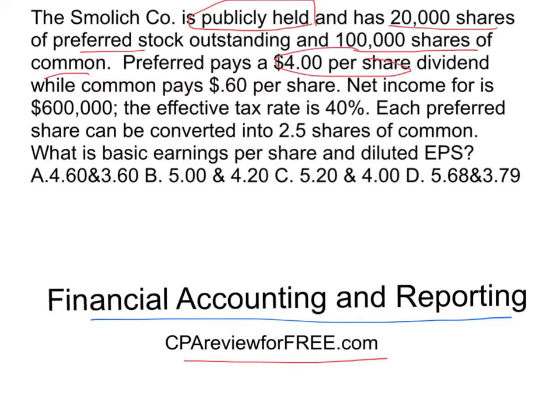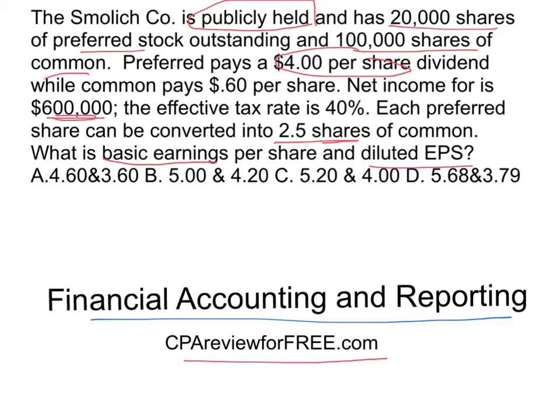That's an important piece of information. While common pays 60 cents per share. Net income for the year is $600,000. The effective tax rate is 40%. In many earnings per share computations, the effective tax rate is important. As we'll mention here, it is not used, but it is in the problem just to get in your way. Each preferred share can be converted into 2.5 shares of common stock. What is basic earnings per share? That's the first part of the question. And diluted earnings per share, the second part.